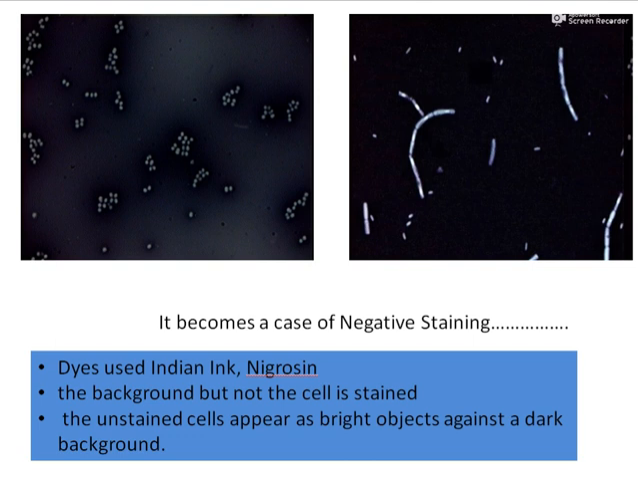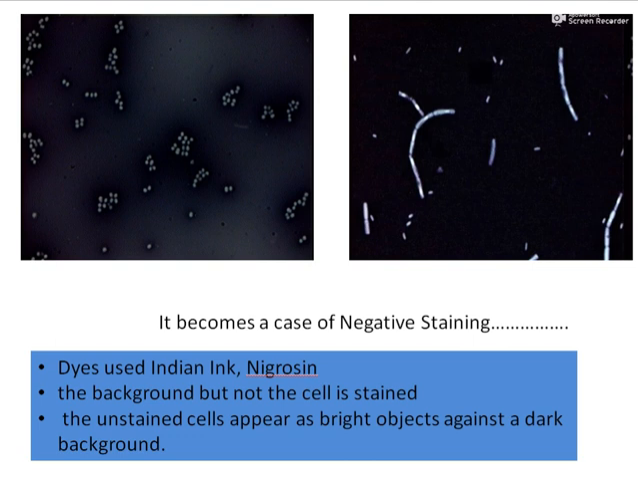The bacteria will not take up the stain. Being negative and negative, they will not attract towards each other. They get repelled with each other, and only the background of the glass slide gets stained. And as a result, the unstained cells will appear as bright objects against a dark background. So this is a case of negative staining.